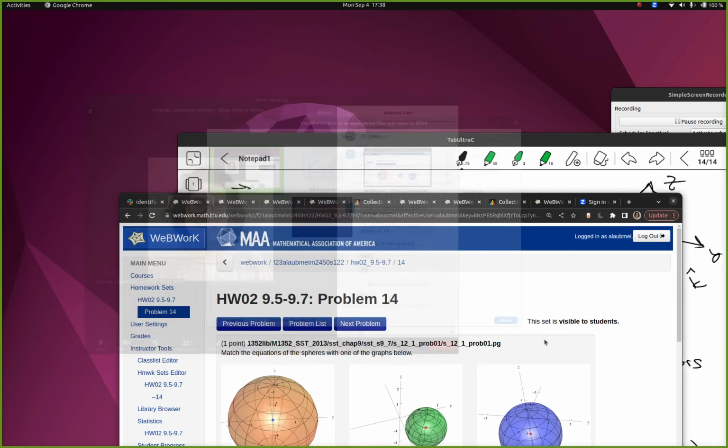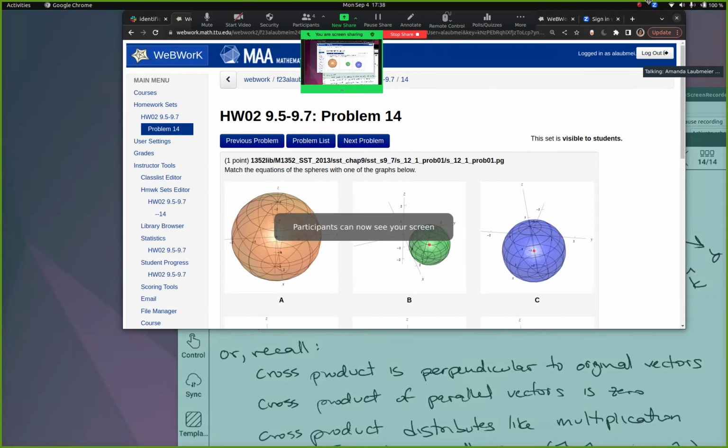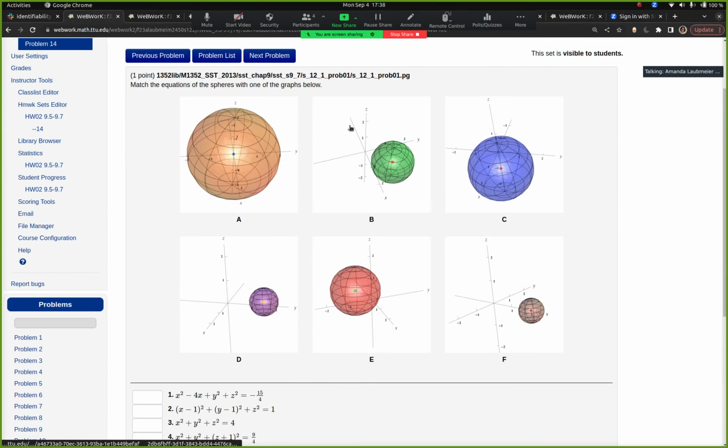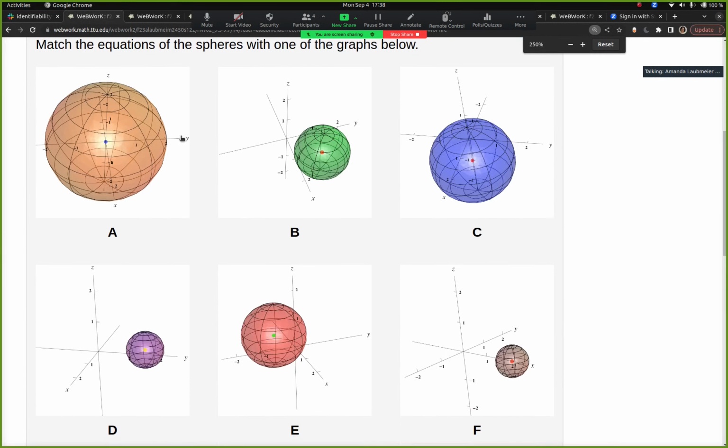I'm turning back on screen share, and I'm pulling up problem 14. Somebody asked in the chat, how do we read these graphs? I'm not really sure what I'm doing wrong. And it's definitely hard to read these 3D graphs, so I get it.